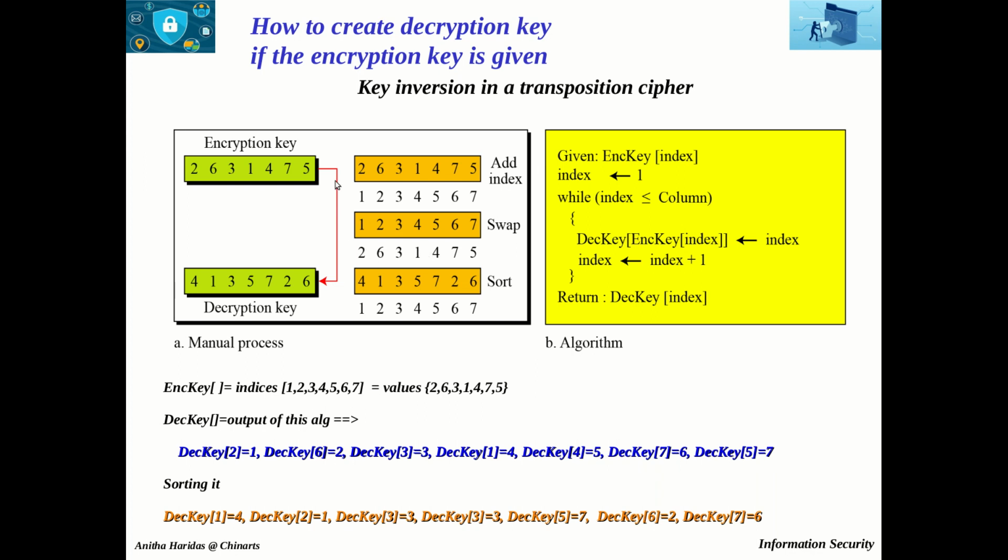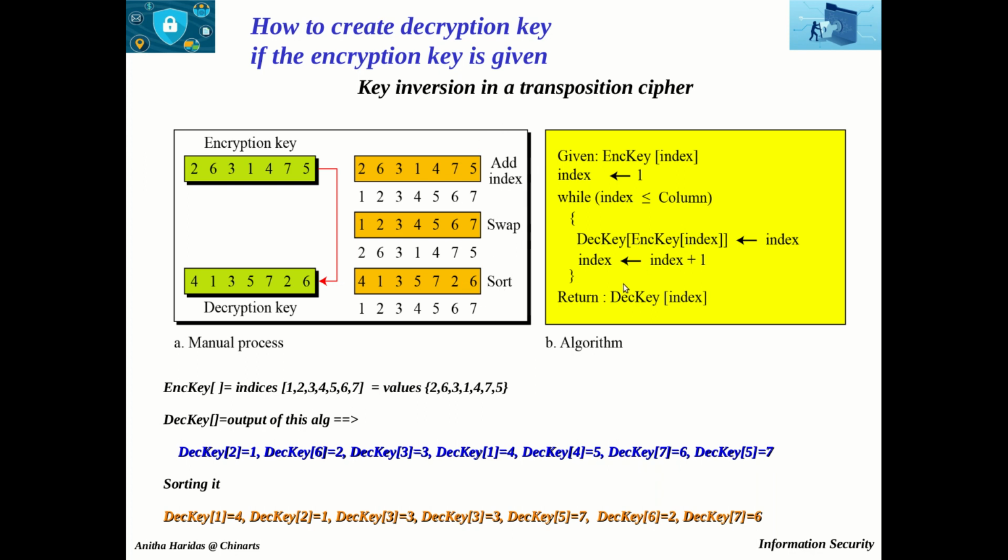We add the indices to the key table, then we swap the contents and the indices. Then we finally sort the pairs according to the index. So that is what we are doing here. I repeat, first add the indices to the key table, then swap the contents, and finally sort the pairs according to the index. So this is how we are going to do it manually.